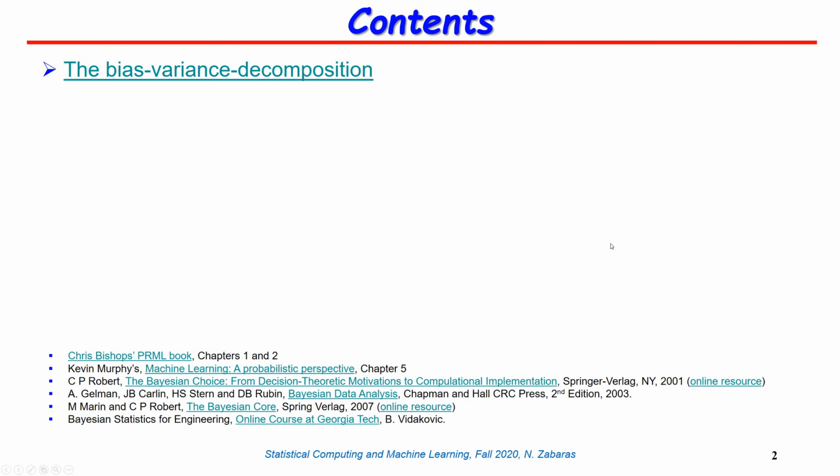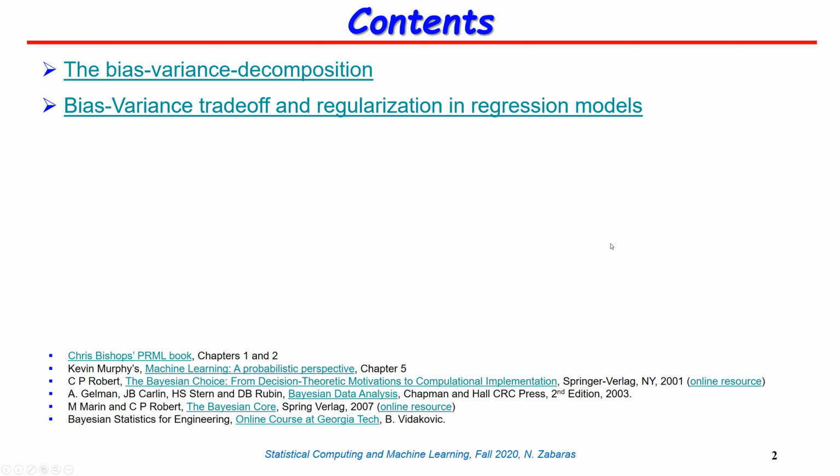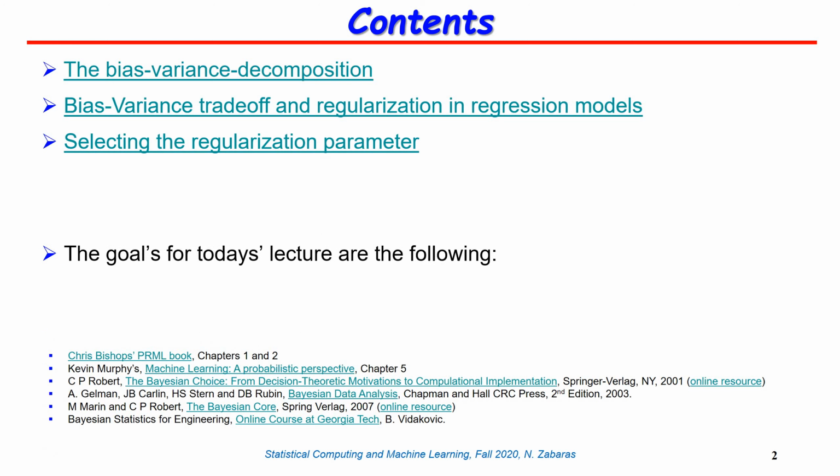All right, so let's see some of the topics we're going to cover. We will discuss the bias variance decomposition and trade-off. We will of course discuss all of this in the context of regularization for regression models, and I'm going to give you some examples for that. We will actually use this bias variance trade-off for selecting the regularization parameter.